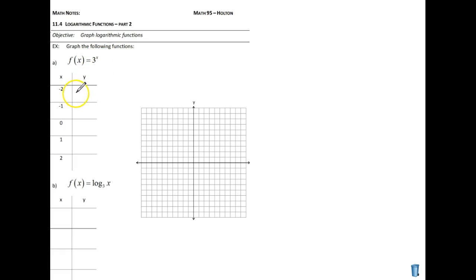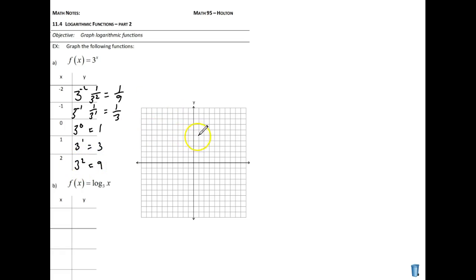3 to the x. So remember, 3 to the negative 2 power becomes 1 over 3 to the 2 power, which is 1 over 9. 3 to the negative 1 power, that's 1 over 3 to the 1 power, which is 1/3. This becomes 3 to the 0, or 1. 3 to the 1 is 3, and 3 squared is 9.